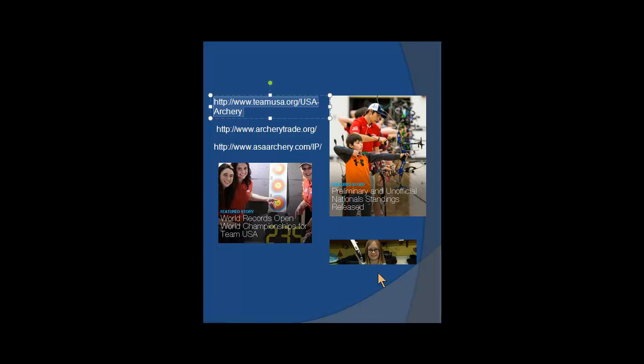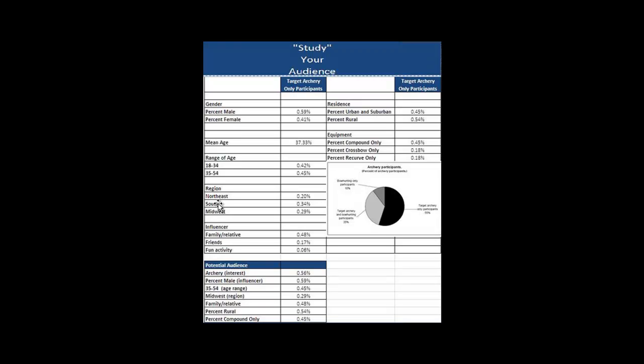It's my audience, right? Mostly kids. But if I look at my data, it says mature audience, median age 37. That's my range, 35 to 54. But if I look at this website, I said, wow, well, why don't I target that?